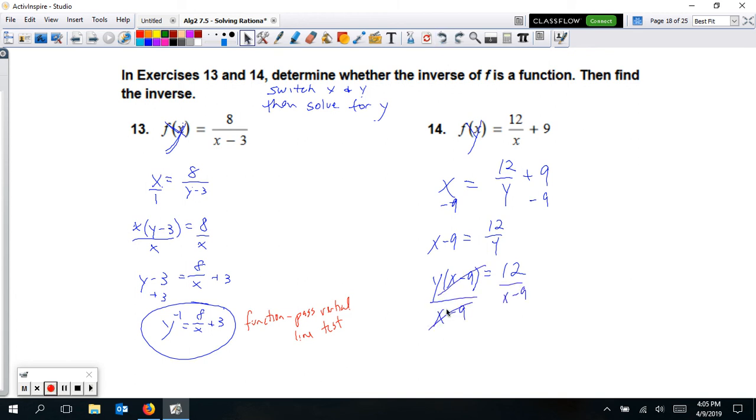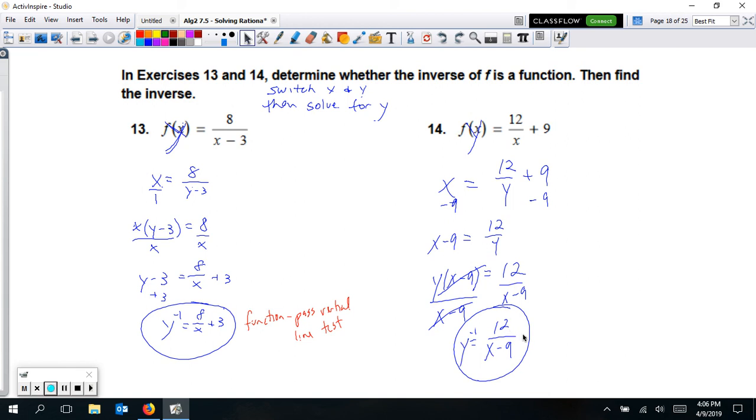And that would cancel the x minus 9 on this side, leaving me with just the y by itself. So now we have 12 over x minus 9. That's our inverse function. So y to the negative 1, showing that's the inverse notation, is 12 over x minus 9. That's the main part of what the inverse function is.